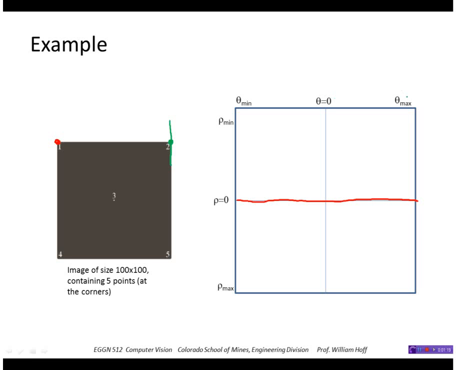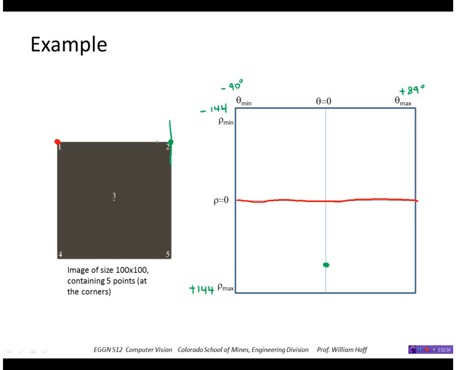Okay, so I didn't mark on the parameter space what those angles are, but the maximum angle that we're looking at is plus 89 degrees here, and the minimum is minus 90. And the minimum rho would be negative the diagonal, in this case 100 times square root of 2, which is about minus 144. And the maximum would be plus that, positive 144. So the perpendicular distance to this vertical line would be 100. And so that would put me about right here, that point right there.